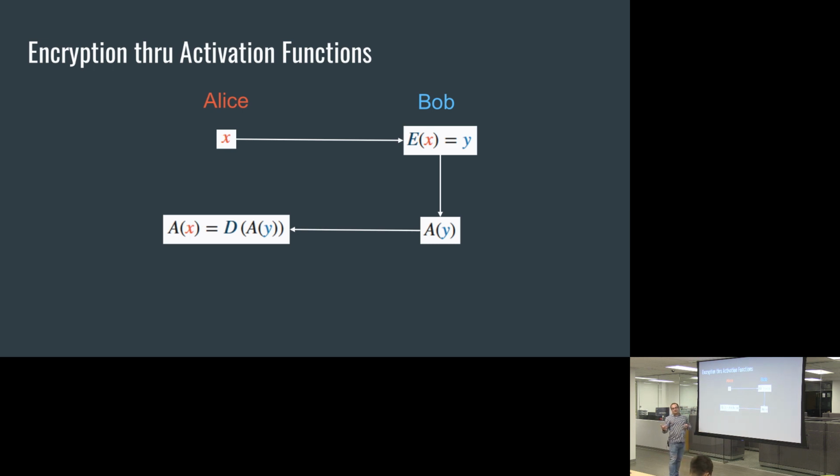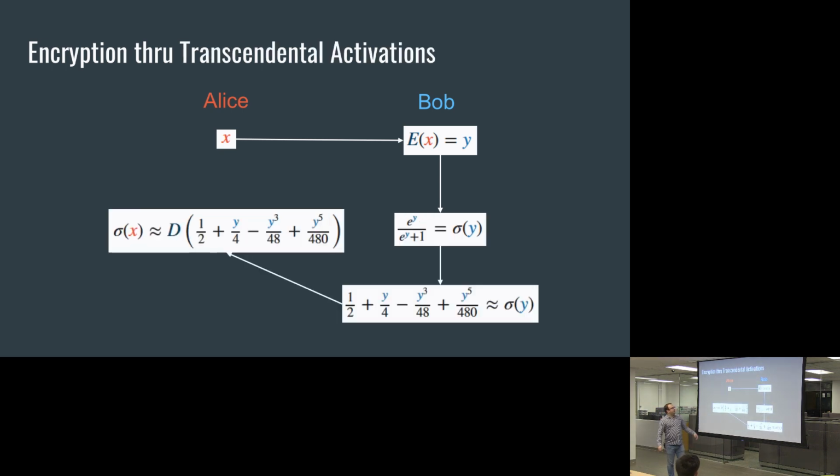But what about things like sigmoid, you're thinking, right? So go back to your calculus 1, 2 something days. And remember Taylor polynomials. Taylor polynomials are a way to approximate a transcendental function or a differentiable function with a polynomial. So here we can take an approximation, send that across, she can decrypt it, and she gets an approximation of the sigmoid applied to X.